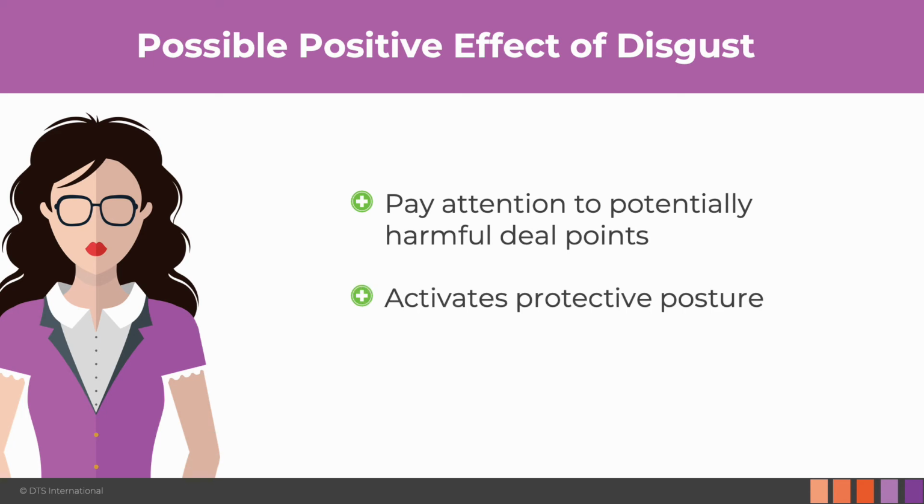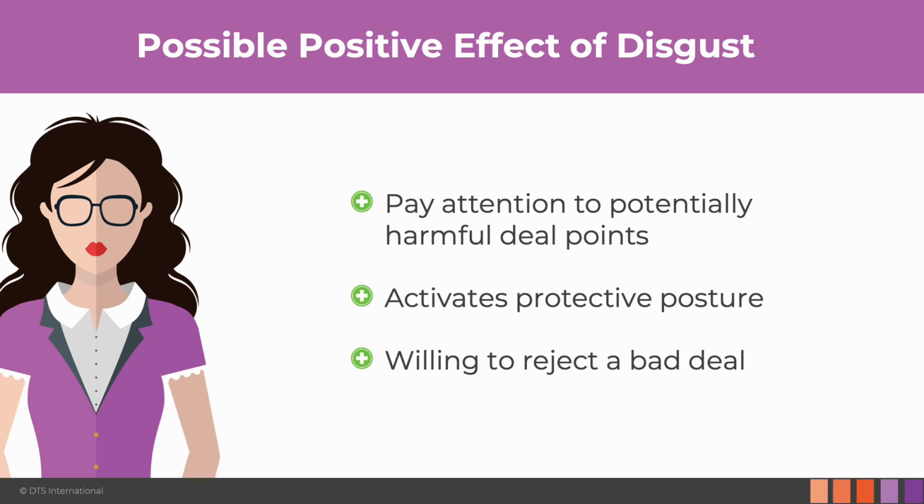In addition, it helps us activate our protective posture. Our physiology, your body, is 55% of your communication. 38% is tone, and only 7% is words. So when we experience the emotion of disgust, our posture changes. Our communication gets better. Now, if you want to become a better communicator, mastering disgust will work in your favor.